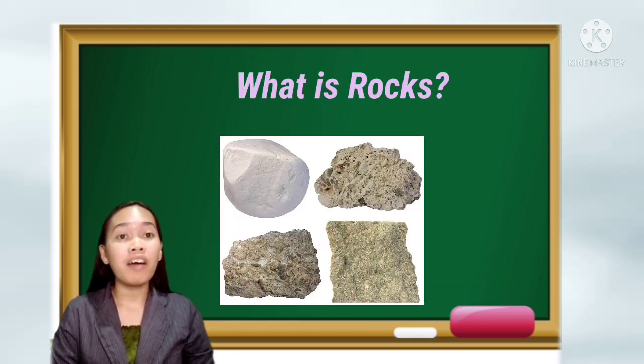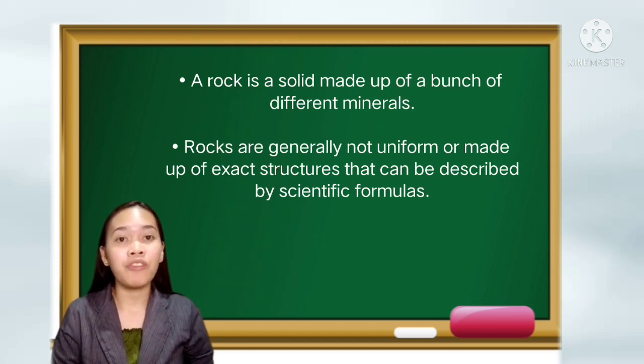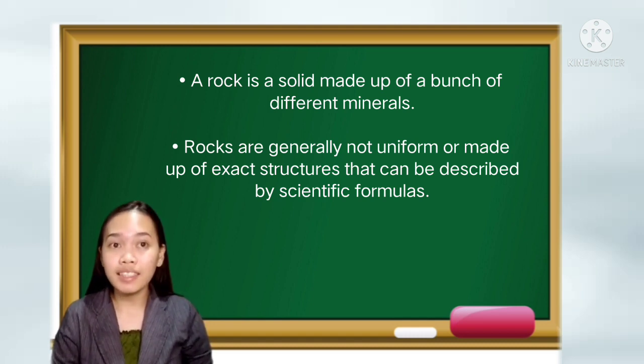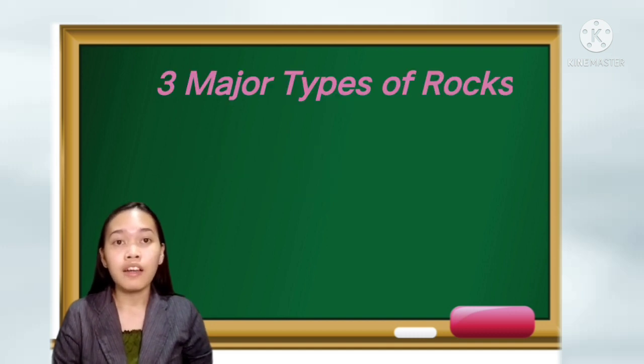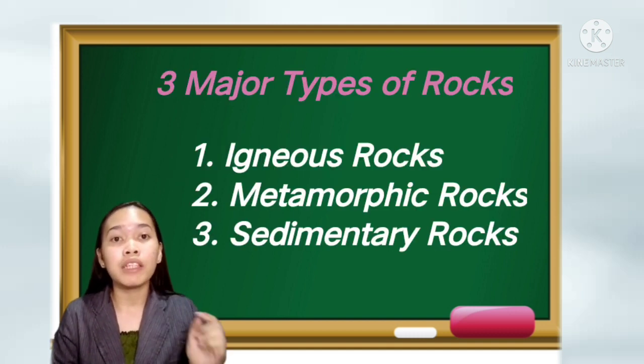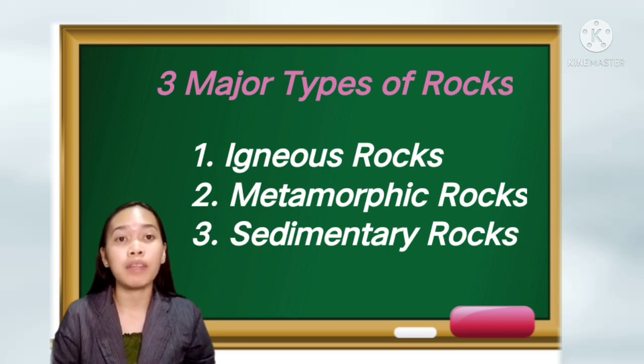Now, let's talk first about what a rock is. Rock is a solid made up of a bunch of different minerals. Rocks are generally not uniform or made up of exact structures that can be described by scientific formulas. Scientists generally classify rocks by how they were made or formed. There are three major types of rocks: igneous rocks, metamorphic rocks, and sedimentary rocks.